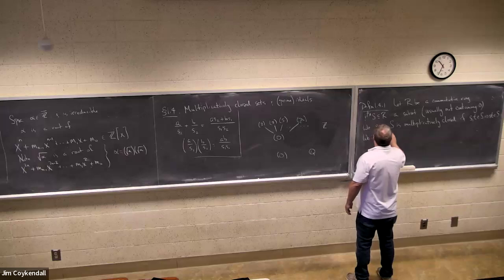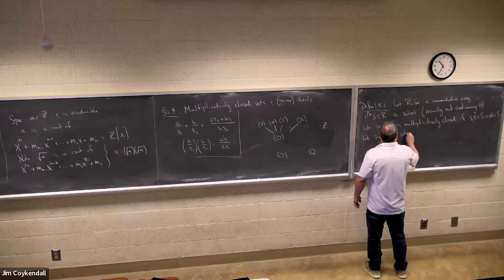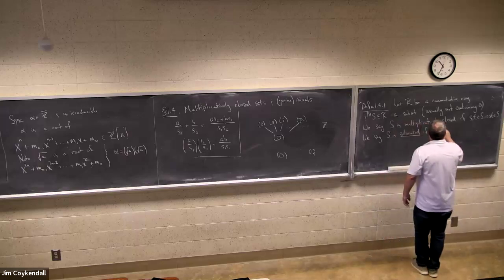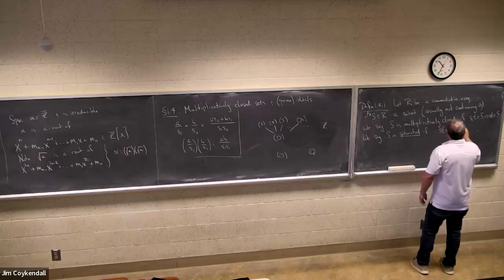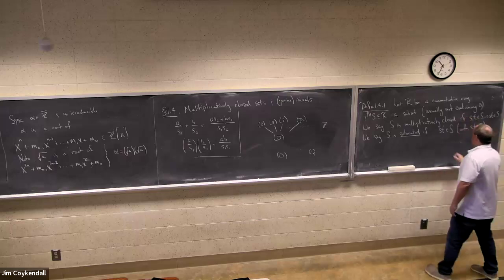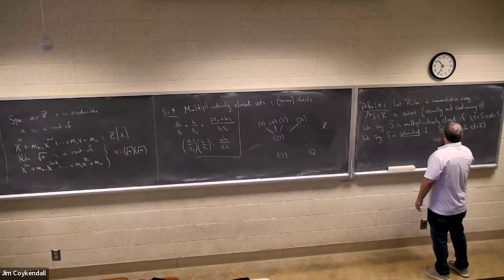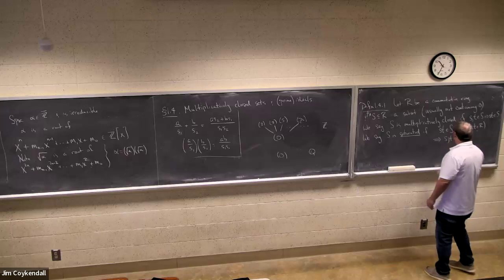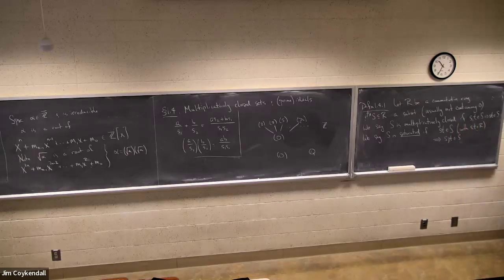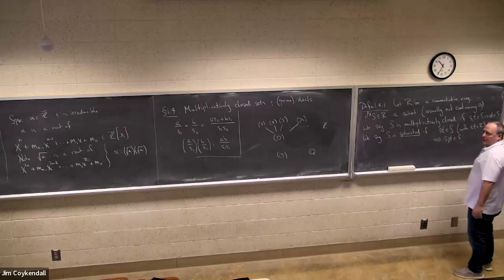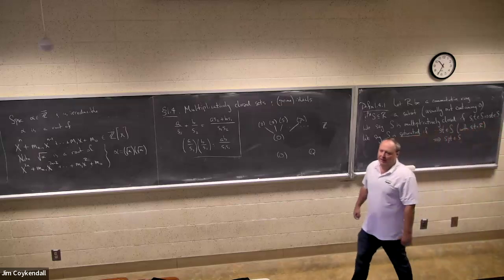We say S is saturated if st in S implies s and t in S. We say that the set is saturated if whenever the product of two things is in S, then both those elements have to be in S.